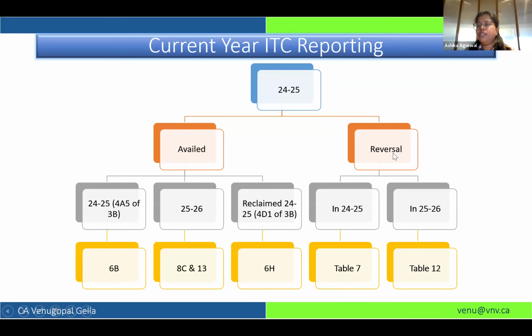Now, 24-25, obviously there will be reversals also. So if 24-25 reversal, you have to report in table 7. If you have done the reversal pertaining to 24-25 in the next year, then you have to report in table 12. It's like a spillover, what we discussed for outward, that when there is an outward spillover, there is table 10 and 11. But when there is an ITC spillover, there is table 12 and 13, which deals with claim and reversal. So over here, it is reversal to table 12. If it is availment, table 30.